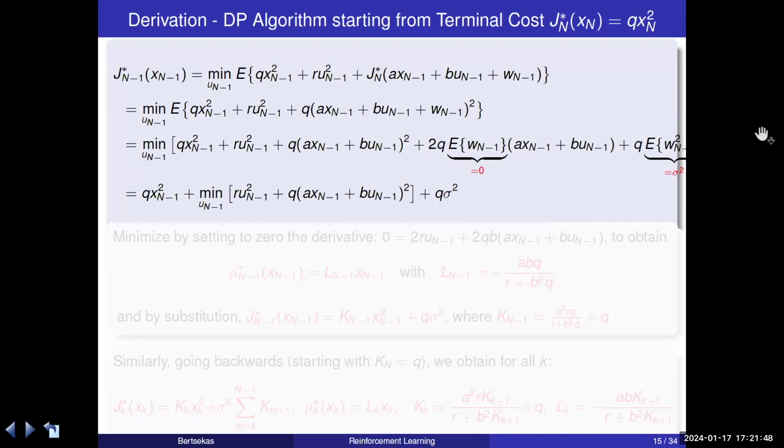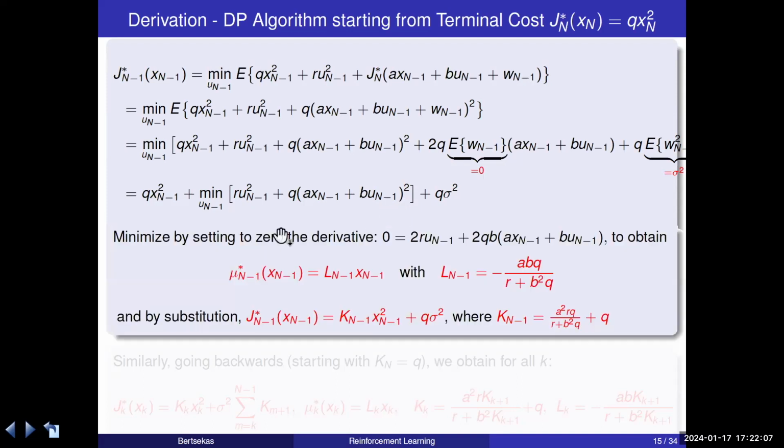This term is q times the expected value of wn minus 1 squared. So it's the variance of w, which I call sigma squared. It's a constant term. And what's left is this quadratic minimization. Now we know how to minimize quadratics. Take the derivative and set the derivative to 0. It's a positive quadratic. It's not a negative quadratic. It's a positive quadratic, so it admits a global minimum.